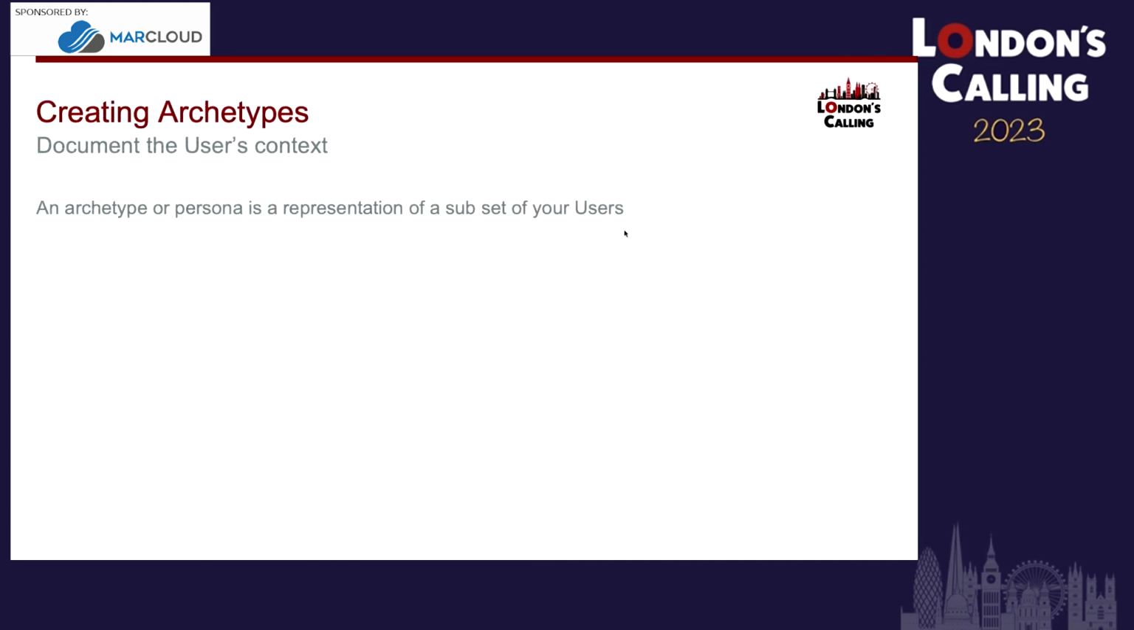So, what's an archetype? Here's another definition. An archetype or a persona, and I will circle back to how a persona and an archetype differ a bit later, is a representation of a subset of our users. Well, okay, not a terribly useful definition.